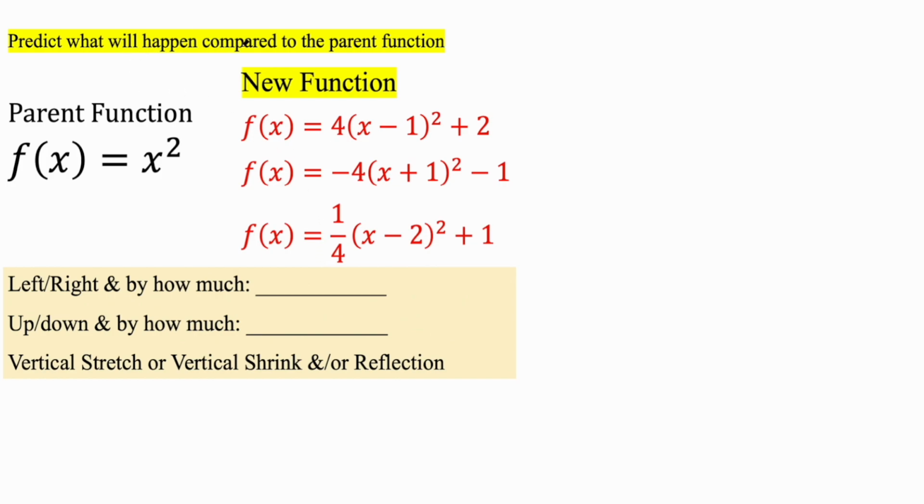And so we have three problems. We want to predict what will happen compared to the parent function. So we have a parent function, which is just x squared. We want to know what will happen for this problem, and this problem. Will it go left, right, up, down, a vertical stretch, vertical shrink, or will it have a reflection, or both?